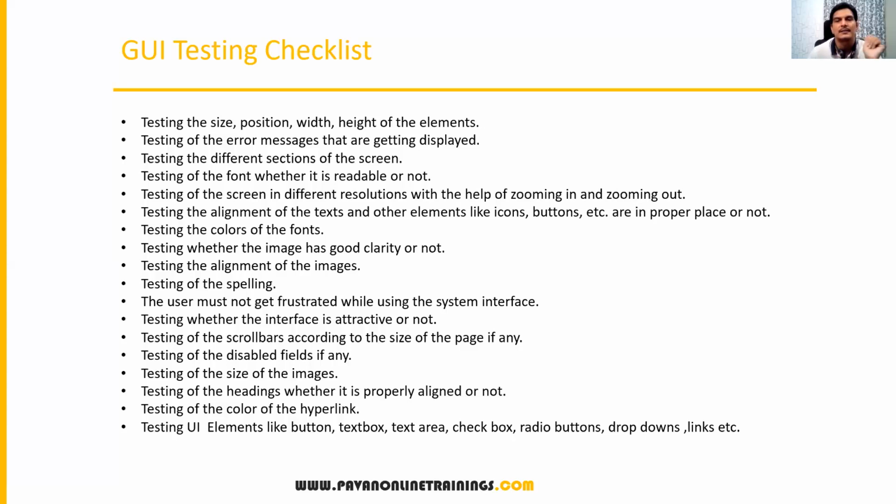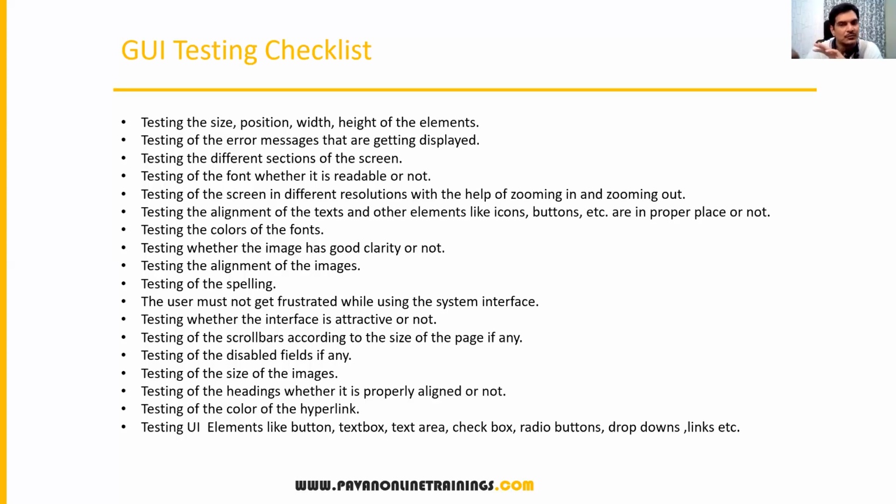And testing of the disabled fields, if any. What do disable and enable mean? Suppose a text box is there, and that text box is disabled. Disabled means we cannot enter any data into the text box. Suppose there is a name field, where we have to provide our name. If the text box is in a disabled state, we cannot provide the name. So we especially have to test the disabled fields, and this comes under GUI, and sometimes it comes under functional also.